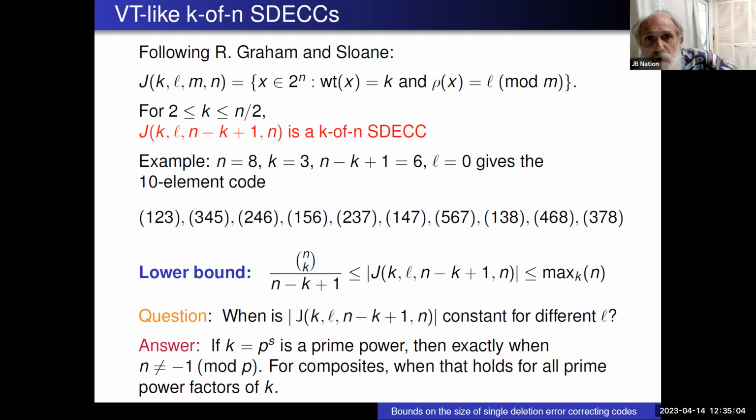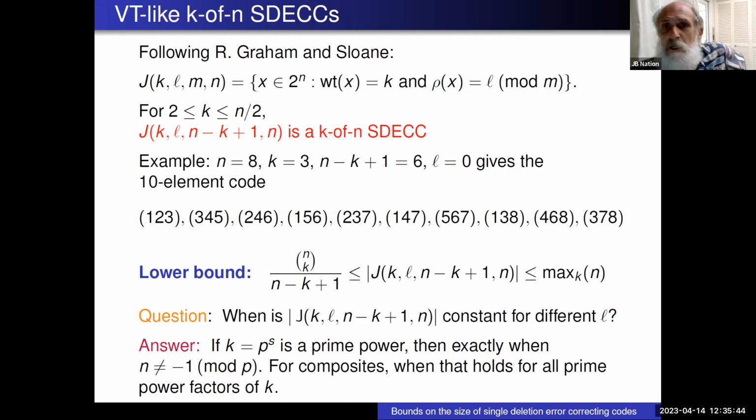The theorem is for 2 less than or equal to k less than n over 2, J of l, n minus k plus 1, n is a k of n single deletion error correcting code. Now, if that was n plus 1 instead of n minus k plus 1, you would just have the same thing as the VT codes, and it'd be no surprise. So the change here is instead of the modulus being n plus 1, it is now n minus k plus 1, which gives you a denser set of code words.